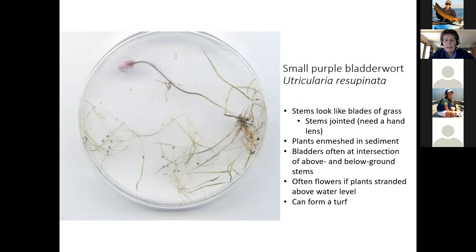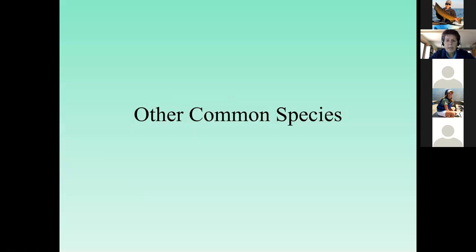Generally, if you see that, you're not going to see it flower, but that's another reason to pull up these plants right from the bottom, because if you see little bladders, you will say, oh, this isn't needle spike rush. This is small purple bladderwort, because needle spike rush, although the leaves look pretty similar, will not have any bladders. Okay, next. I think that's it.